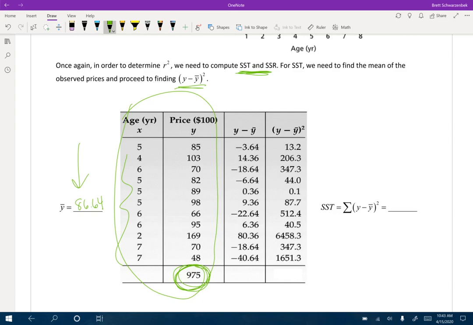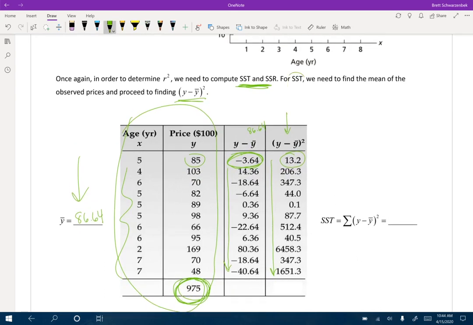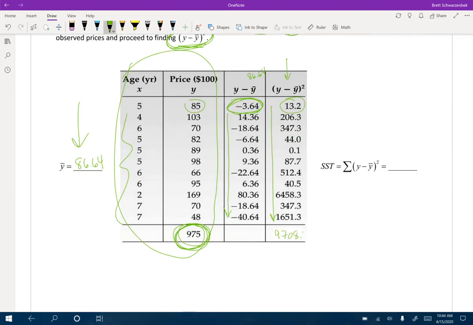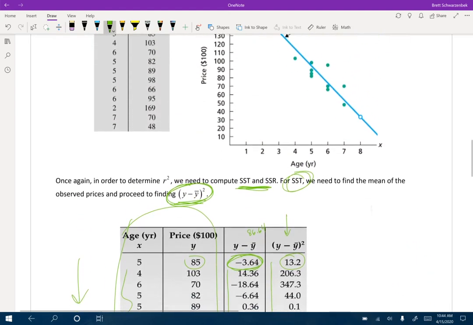Essentially, this column will take every value of y and subtract 86.64. For example, 85 minus 86.64 is negative 3.64. I did all the work for you, and you end up with all of these values calculated for y minus y bar. And of course, this column is all of those values squared. So if we took negative 3.64 and squared it, we would get 13.2. We do the same for all of them. Remember, SST is the sum of all of these values, down here. If you add them up, you get 9708.5, which means that our SST is 9708.5. In this scenario, this would be the denominator of our R squared calculation.